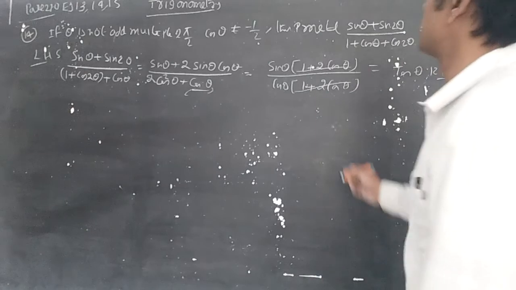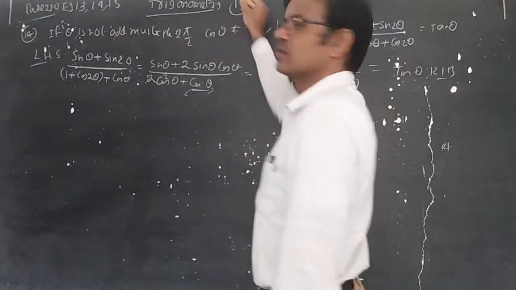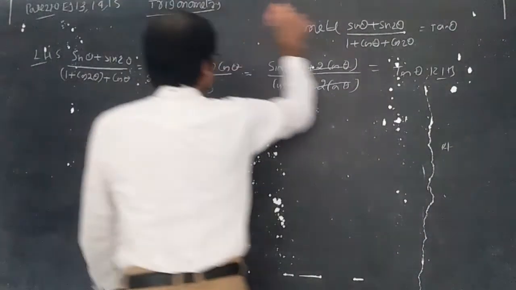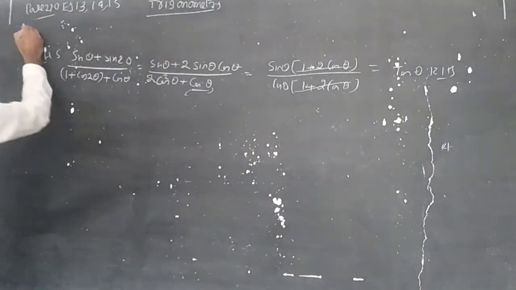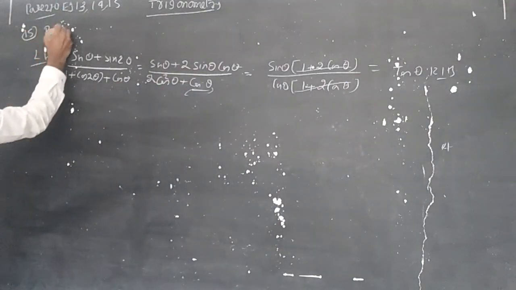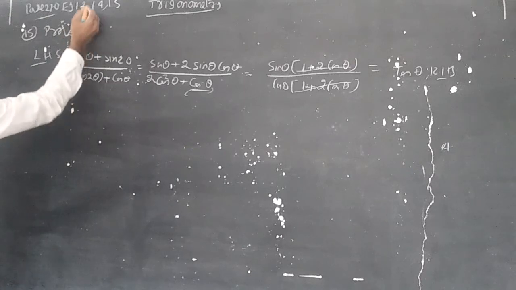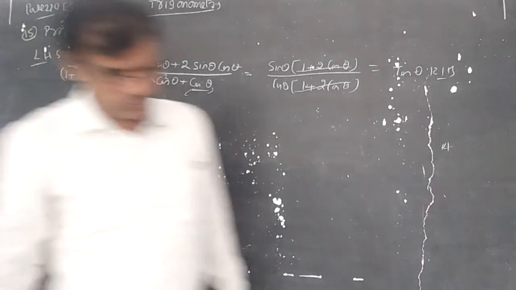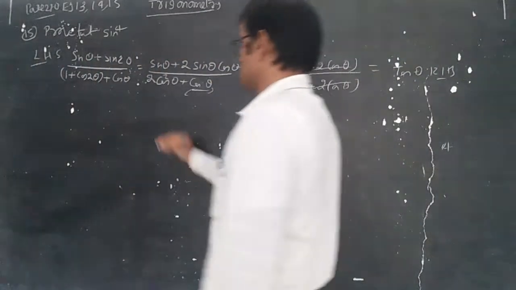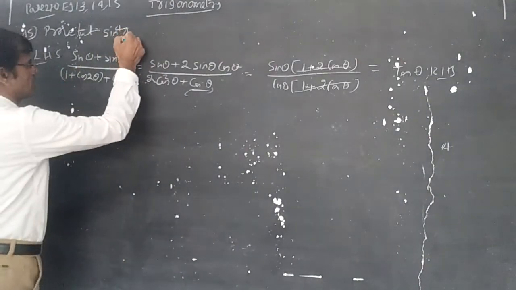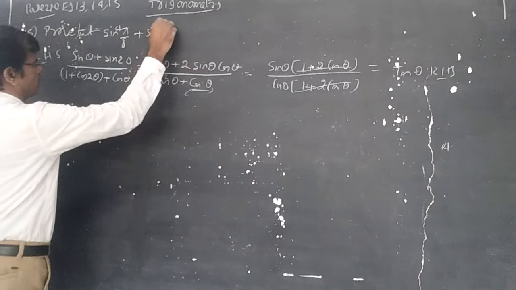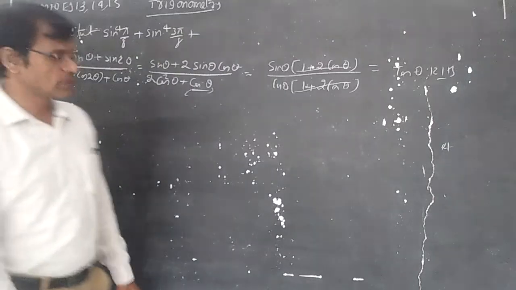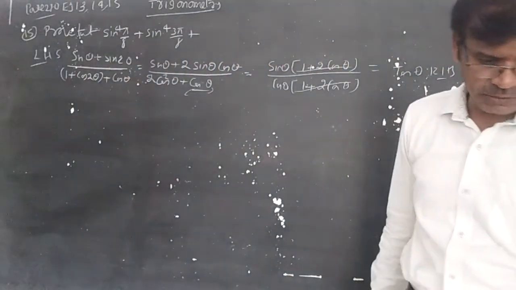Fifteenth one, prove that sin power 4 pi by 8. There is no condition regarding this question, odd multiple, even multiple like that. Any condition we did not give. We should prove that whatever the value is given, everything is given in terms of sin.